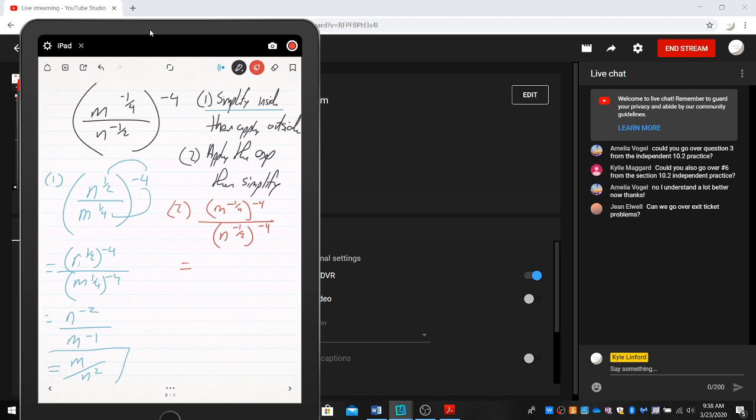Again, the power rule just means we multiply these. We're going to have m to the negative, and negative makes positive, and 1/4 of 4 is just 1. And then for n, we have negative 1/2 times negative 4. Double negatives make a positive, and half of 4 is just 2. So there we go. We actually get the exact same answer using just a different technique. And both are totally valid. You could use the order of operations to kind of guide your work.